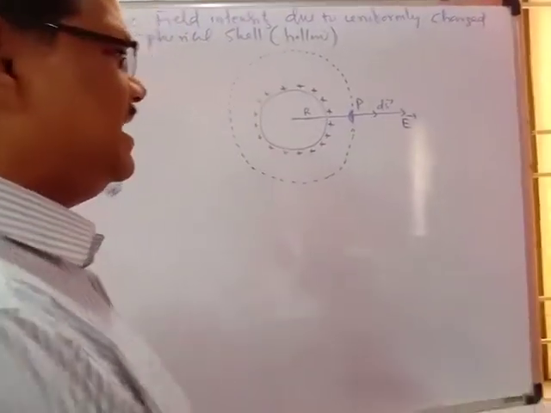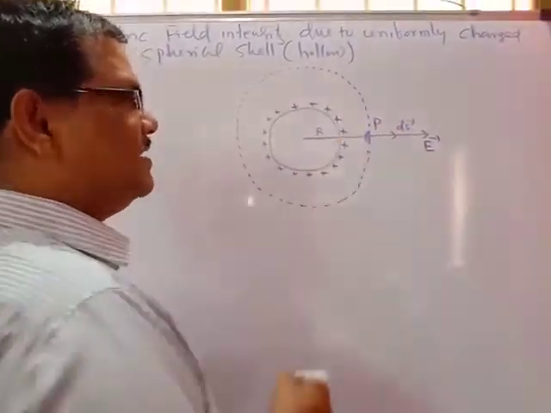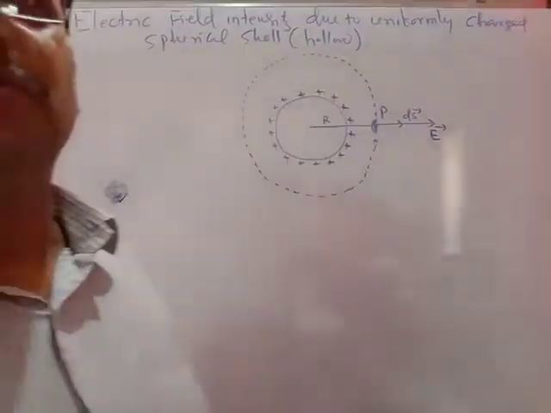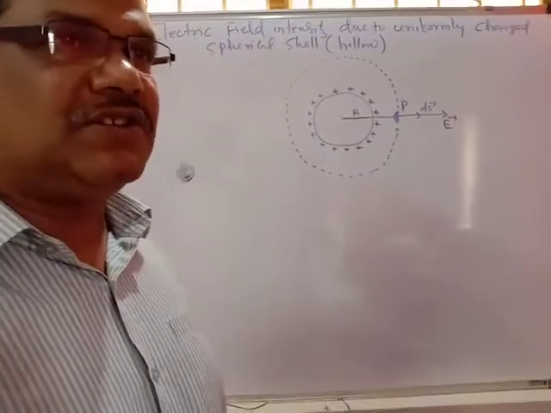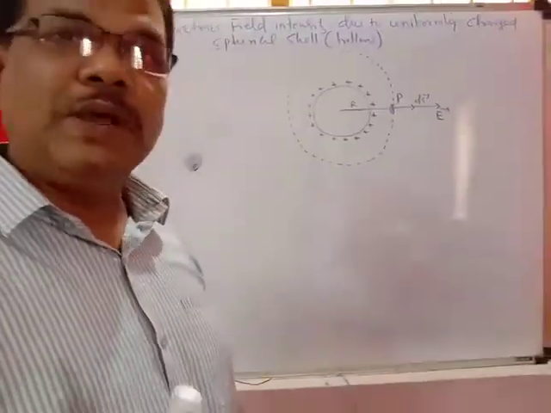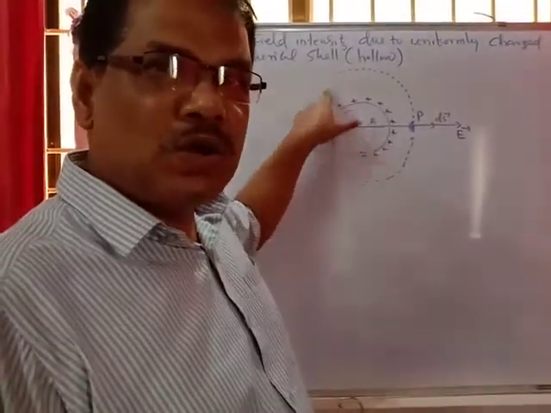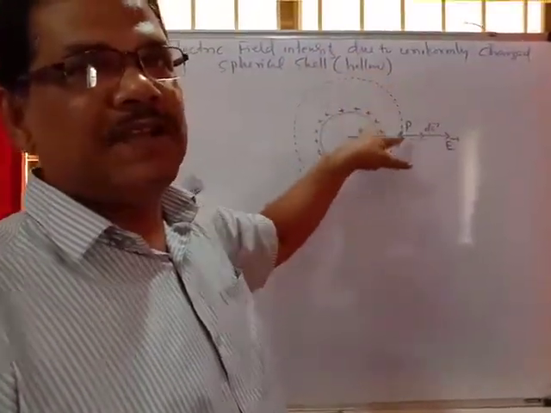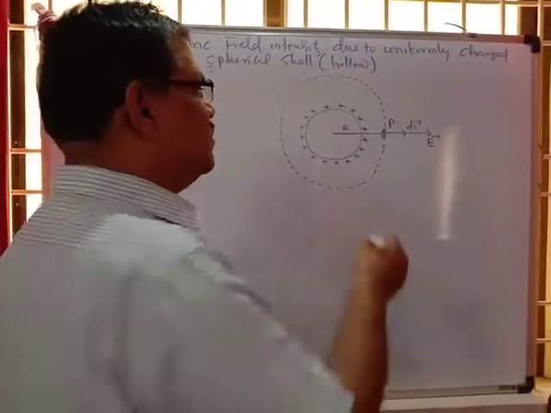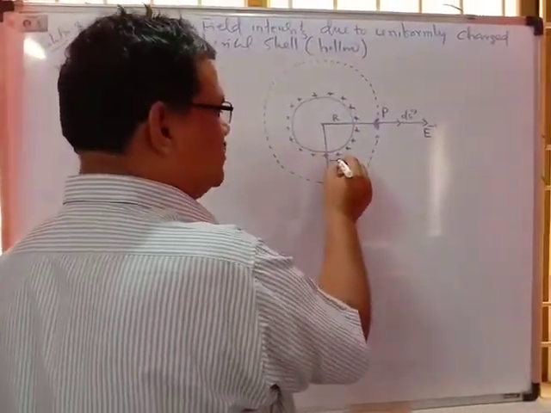P is the point at which you want to find the electric field intensity due to the charged hollow spherical shell. As we are applying Gauss's law, we have to enclose the distribution of charge. The spherical shell is enclosed by a Gaussian sphere of radius smaller r.